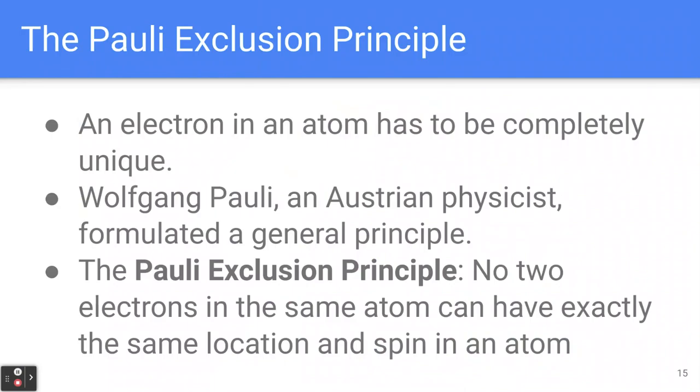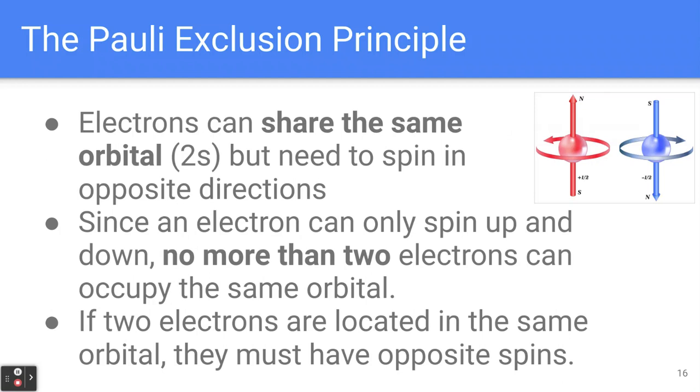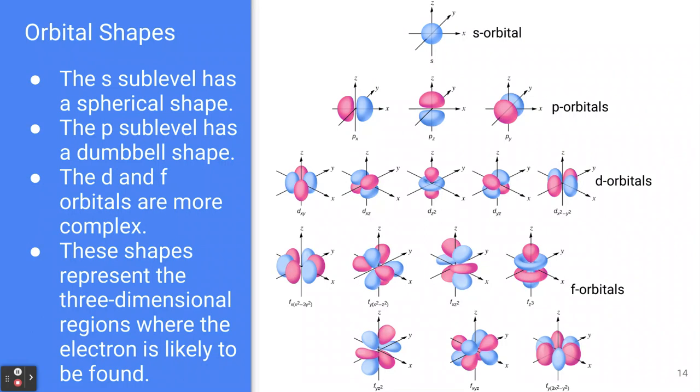There's this guy named Pauli, and Pauli came up with the exclusion principle. What he said is that no two electrons in the same atom can have the exact same location and spin. So we can have two electrons in one s orbital, but in order to have two in the 1s orbital, they need to spin in opposite directions. Electrons can both be in the same orbital, for example the 2s or the 1s orbital, but they need to spin in opposite directions. But that's as high as we can go. Each orbital only holds up to 2. So if one of those shapes needs to hold 2, one electron is spinning up and the other is spinning down.